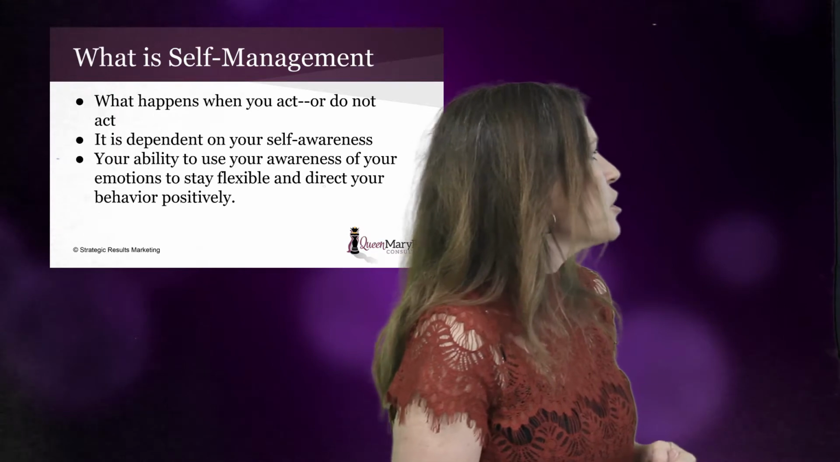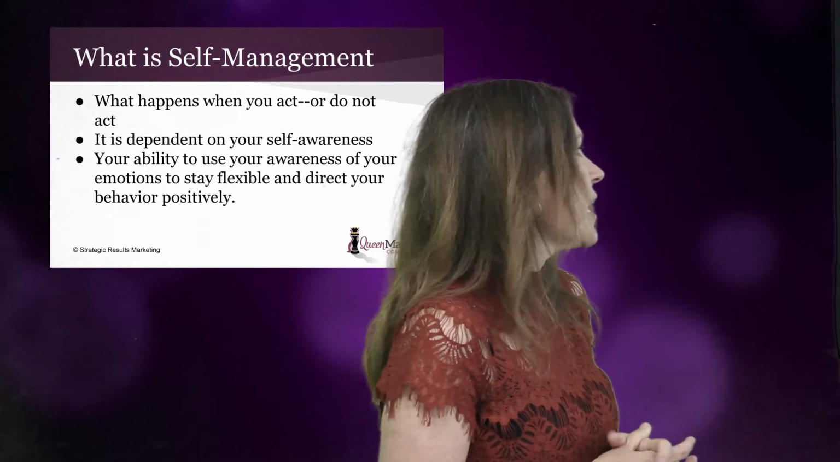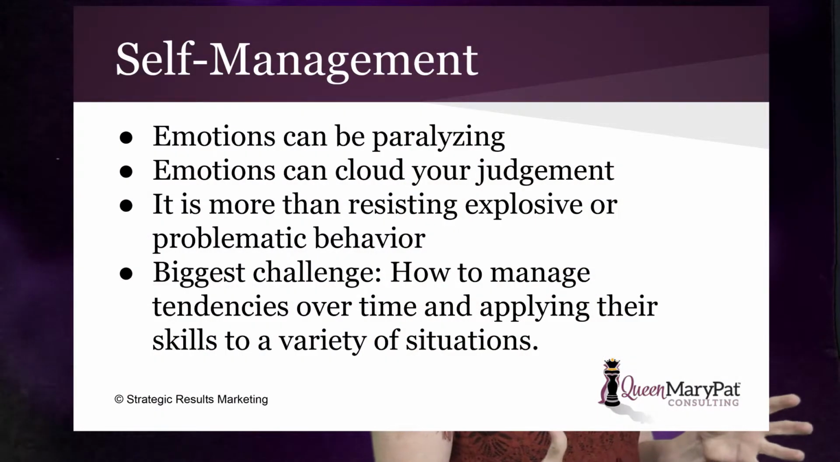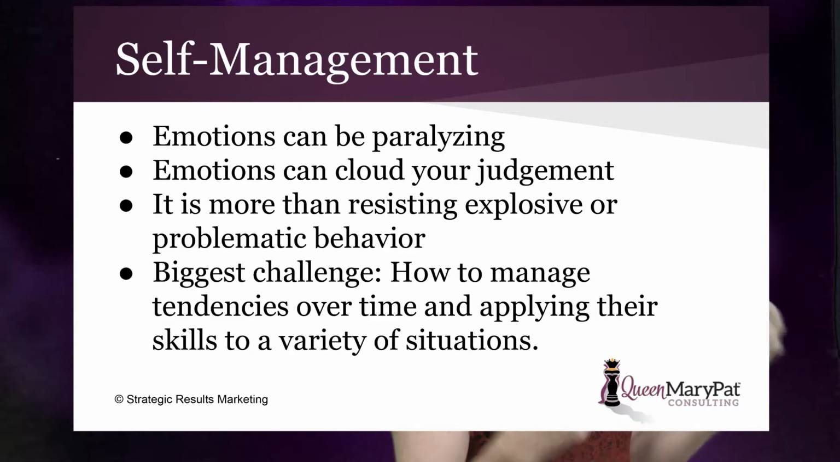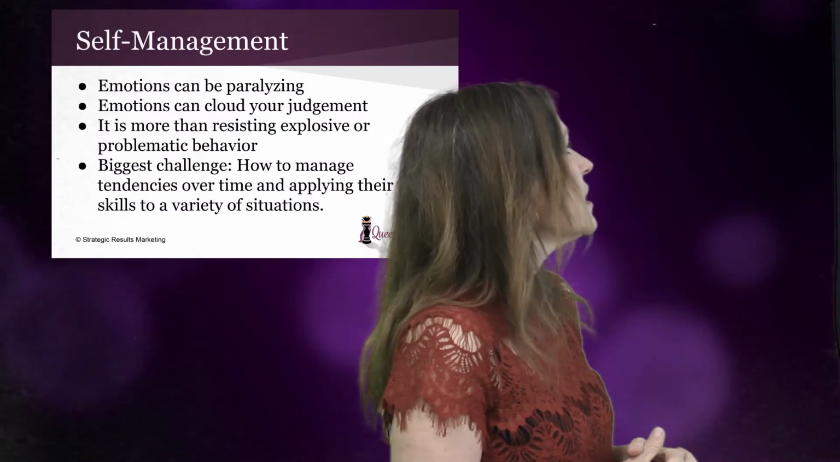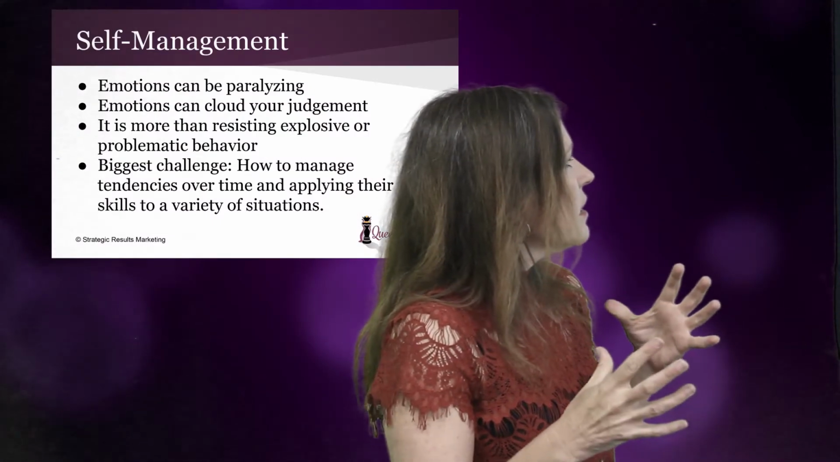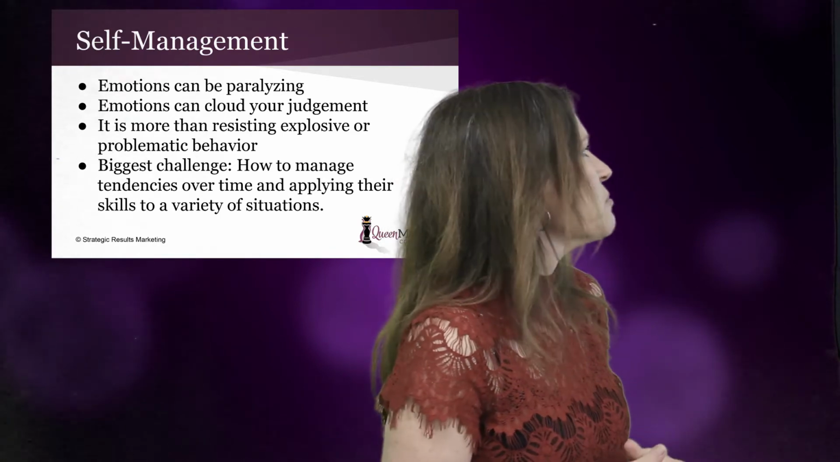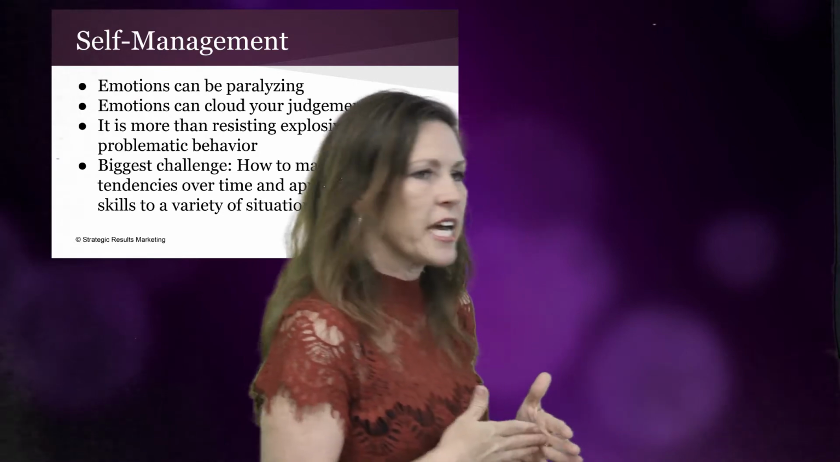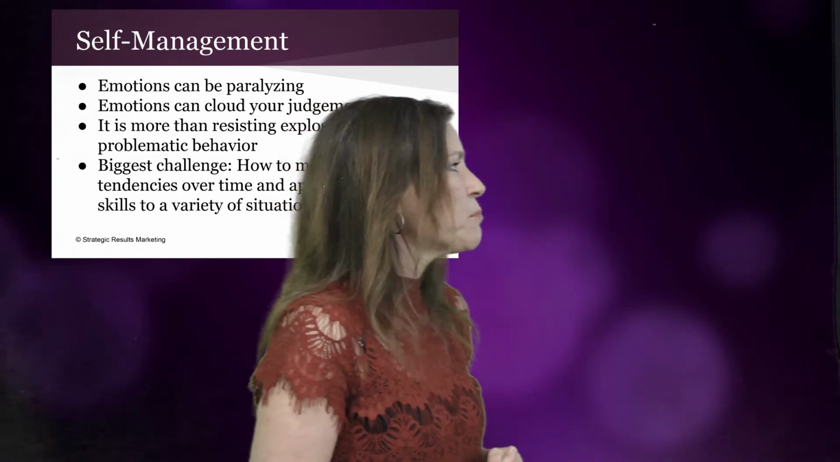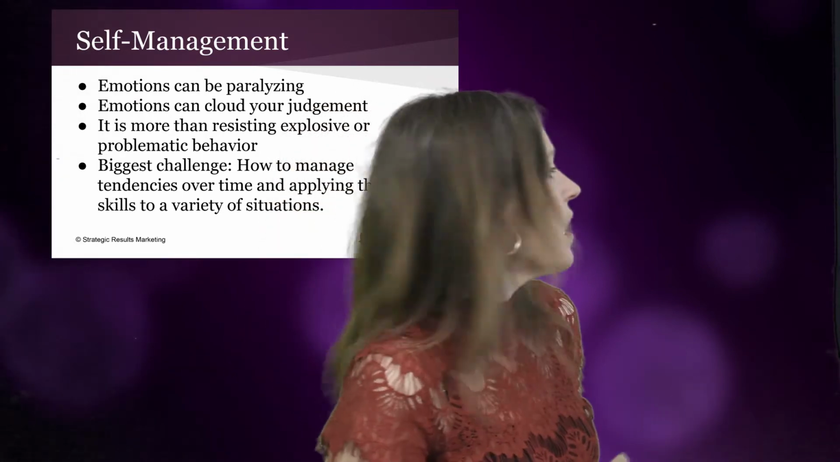You've got to notice it first in order to decide whether you're acting or not acting, and use your awareness of your emotions to stay flexible and direct your behavior positively. This is really important. Emotions can be paralyzing, just like Butch Connor at the beginning, but we've all been there where we just couldn't get past what we were feeling. They can cloud your judgment, and it's more than just resisting that explosive or problematic behavior. The biggest challenge is really how to manage tendencies over time and apply those skills to a variety of situations.